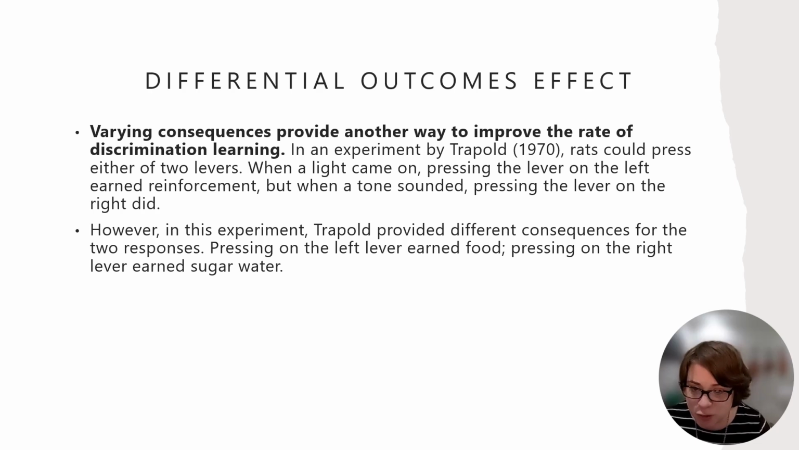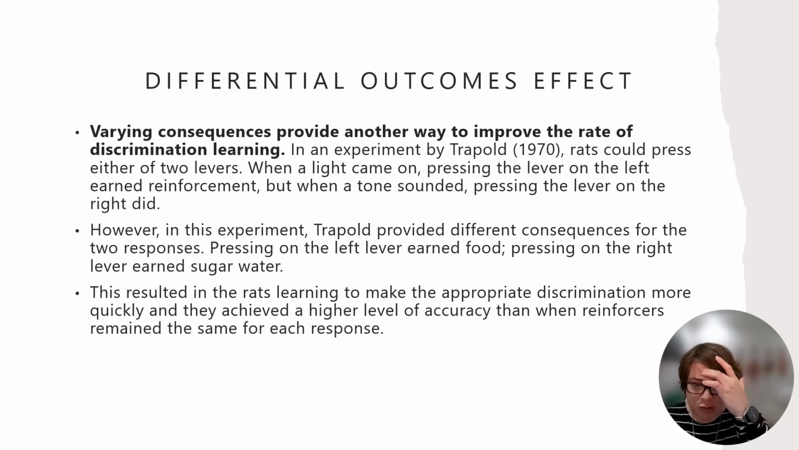But in addition to the contingency, right, they also manipulated the consequence, right? So when the light came on and the left lever was reinforced, they earned food. Whereas when the tone came on and the right lever, pressing the right lever, earned reinforcement, they were given sugar water.